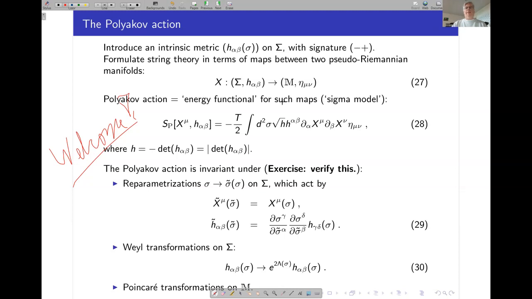Hello and welcome everybody. It's 5 minutes after the hour, so it's about time to resume our lectures on string theory. Today I will briefly review a few things that we did in the last lecture, and then I'll try to finish with part 2, which is our basic introduction to relativistic strings.